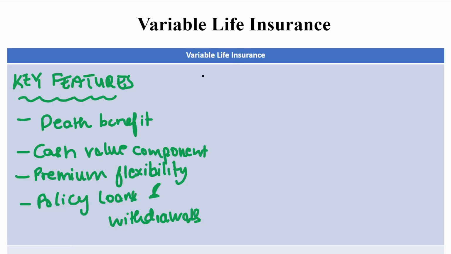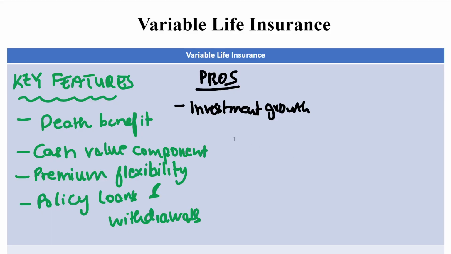Now we're gonna go ahead and look at the pros or the advantages. The first one that we have is investment growth potential. The policyholder can choose from a variety of investment options, allowing the cash value to grow based on market performance. For individuals comfortable with investment risk, this offers the potential for higher returns compared to other types of permanent life insurance.